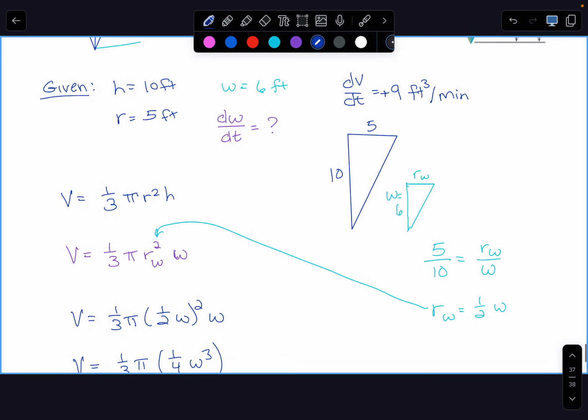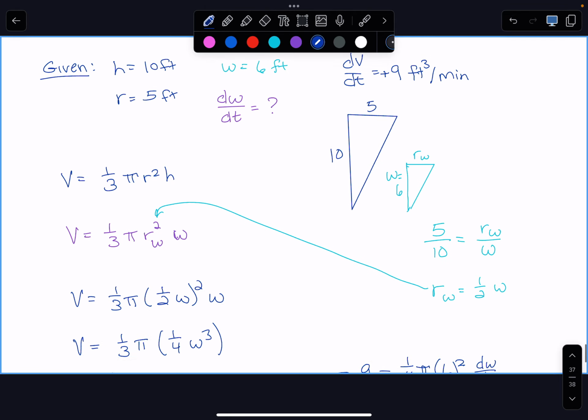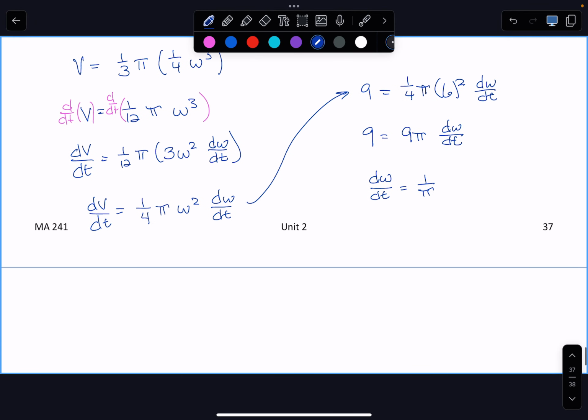Almost. Feet cubed gives me the volume. It's just a distance, right? So it's just going to be feet per minute. Good. Feet per minute. And that's going to be my answer there.